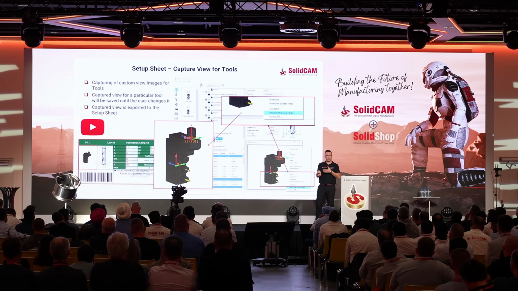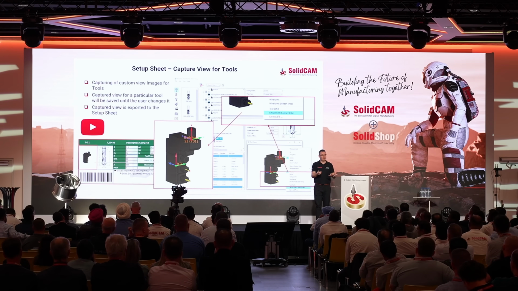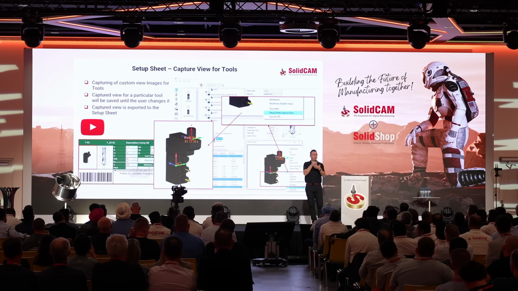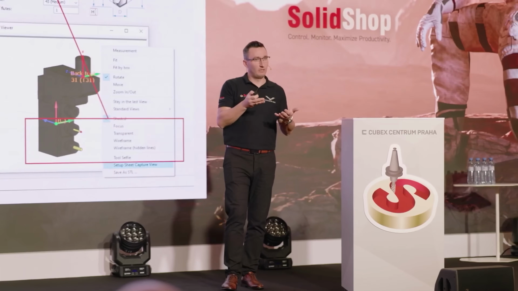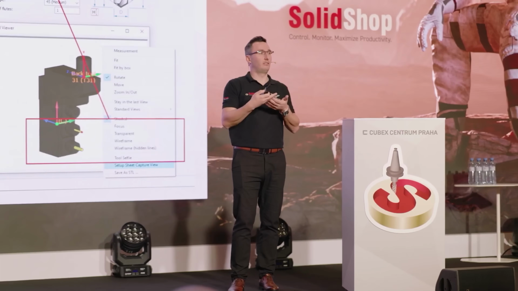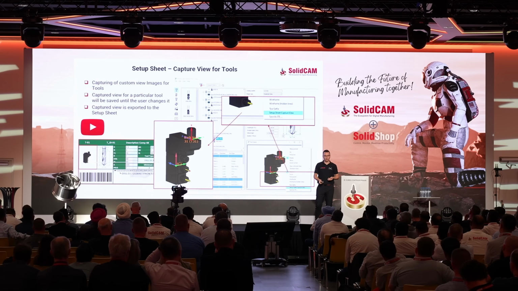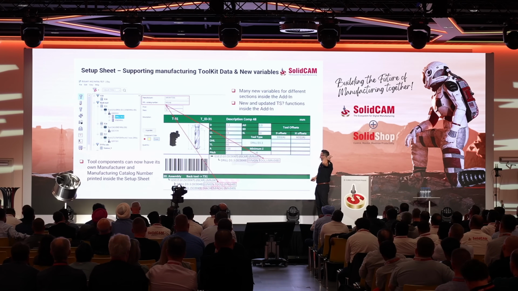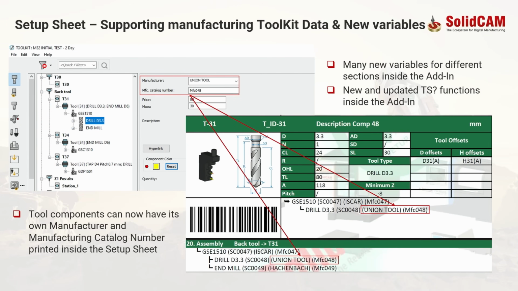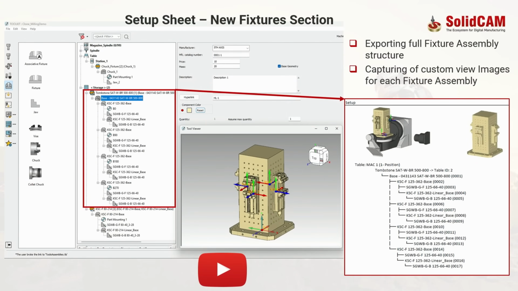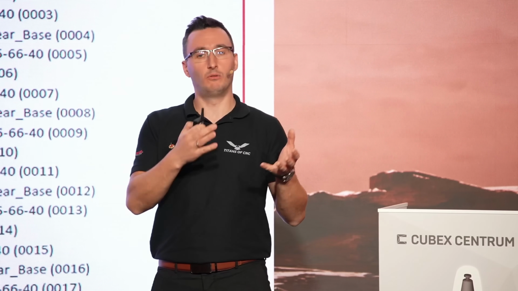Because many times the default orientation of the holder, if it's a very complex holder, may not be in the correct orientation. In that case, you need this feature. So you just rotate it into something more operator-friendly, take a screenshot, and you will see it in the output. We also now provide the output of the manufacturer and catalog number, so those data can also go into a very useful feature.